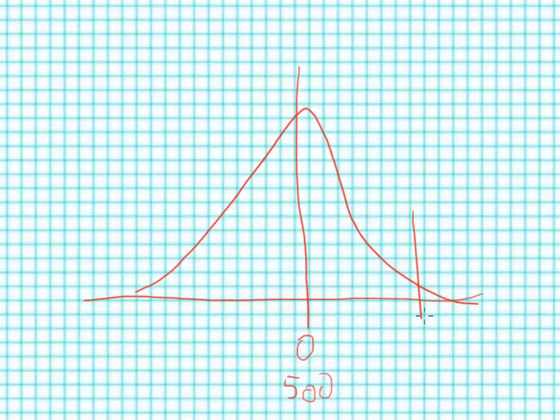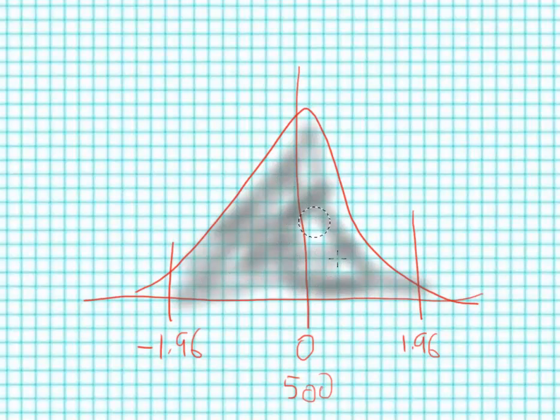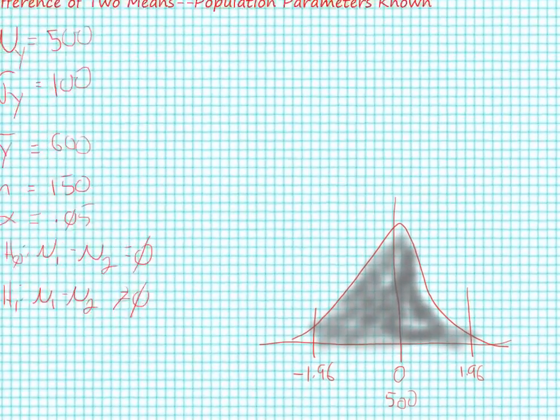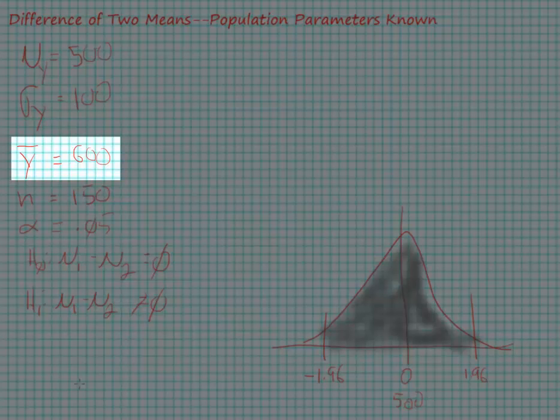We also know that if we move out 1.96 standard deviations or standard errors on one side and minus 1.96 on the other, that we capture approximately 95% of the distribution in the middle. That is, this shaded in area is approximately 95% of that normal distribution, and the area that falls in the tails is 5%.